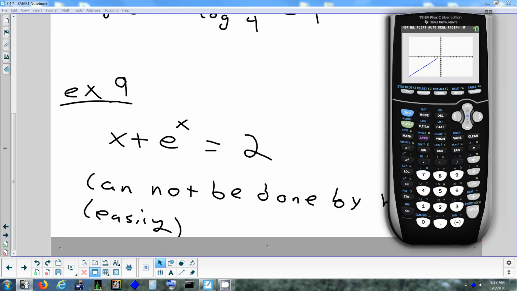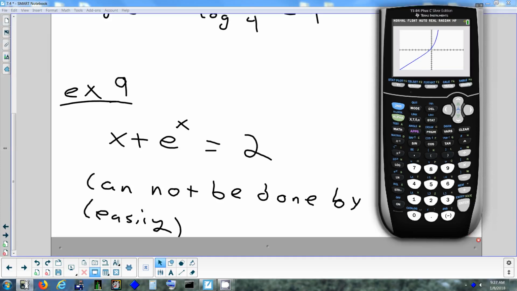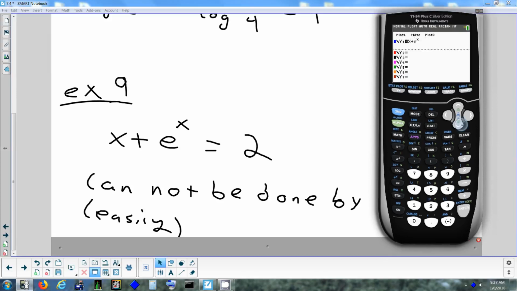That's a sketch of the left-hand side of that equation. It looks almost like a straight line, but then it curves. Now I'm going to draw a sketch of the much simpler right-hand side, which is just a horizontal line at 2.